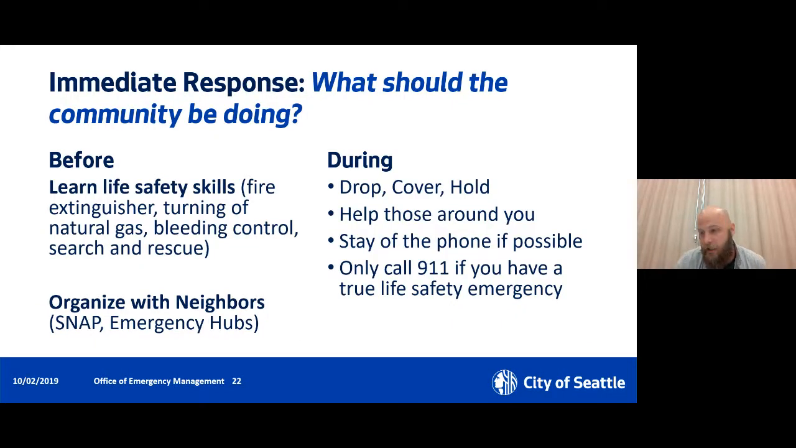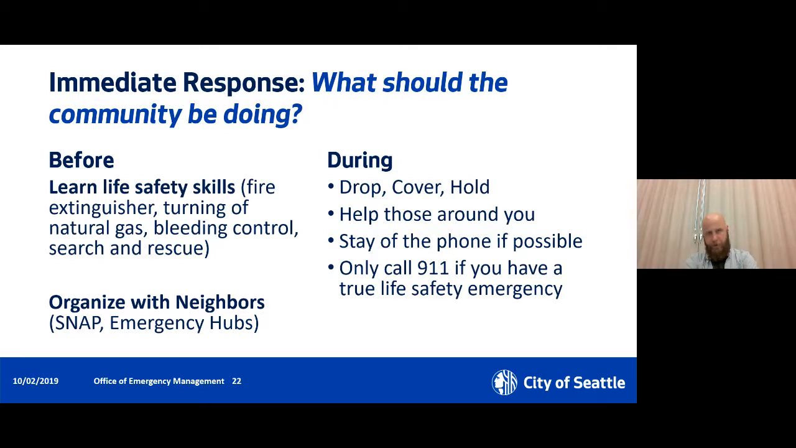So what does this mean for the general public? Just a couple of things that I think are worth highlighting. Before something happens, I think learning life safety skills is incredibly important. We talked about resources being overwhelmed. The fire truck may go past the single house that's on fire because there's bigger problems to deal with. So having certain skills so you can help address the problems at your home, and help neighbors and people on the block address problems.